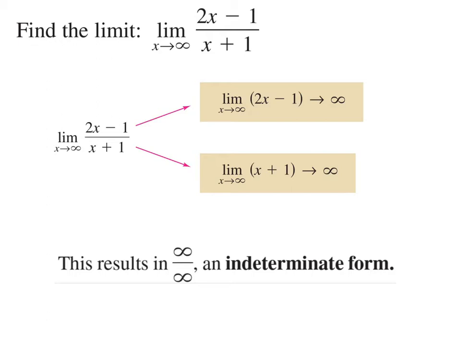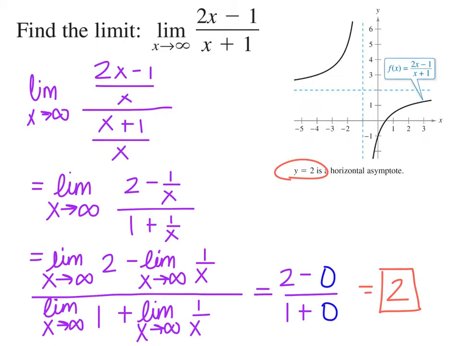So there is a way that I can actually work with this and find a value that is not infinity over infinity. And the way that I do that is divide both the numerator and the denominator by x, because that's the highest power of our denominator. And what I end up with is (2 - 1/x)/(1 + 1/x) as a new function, which is equivalent to this, so I haven't changed anything.